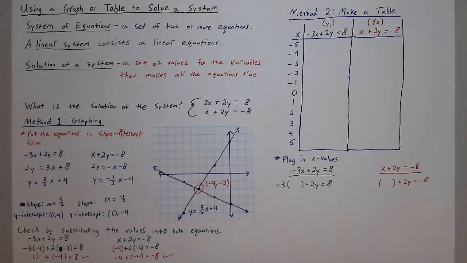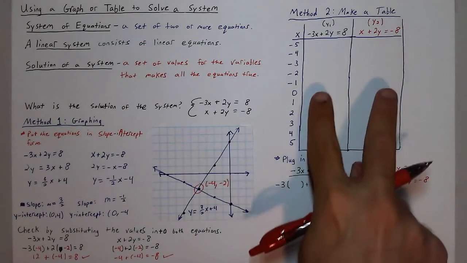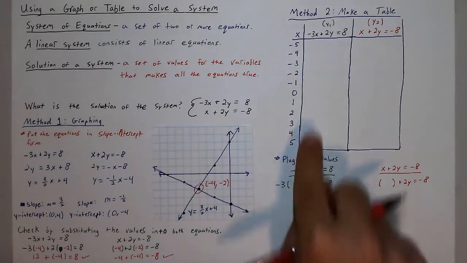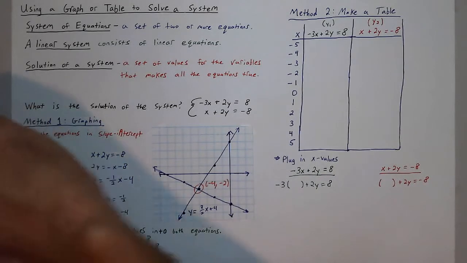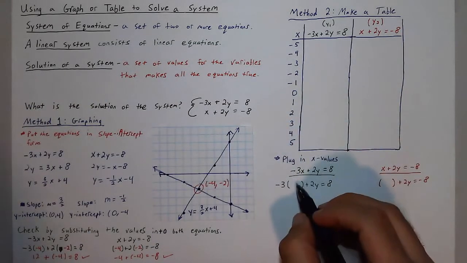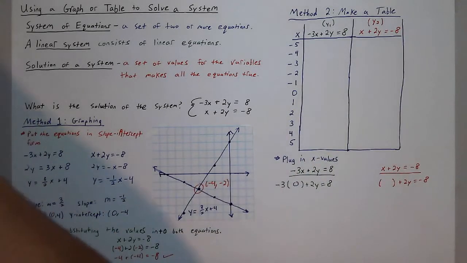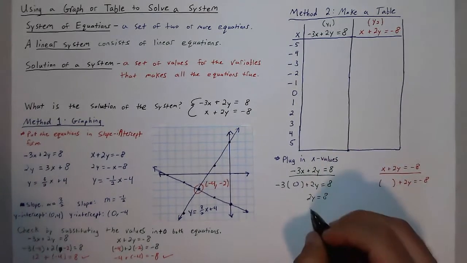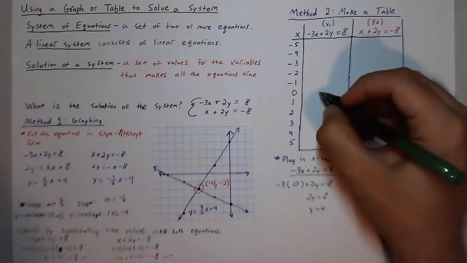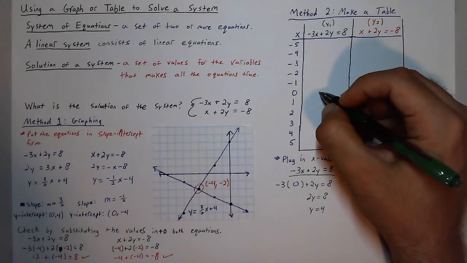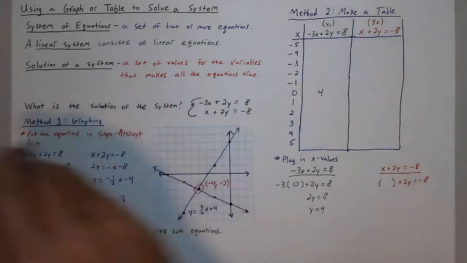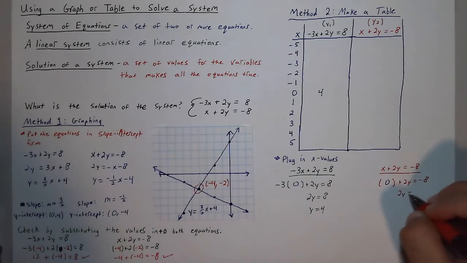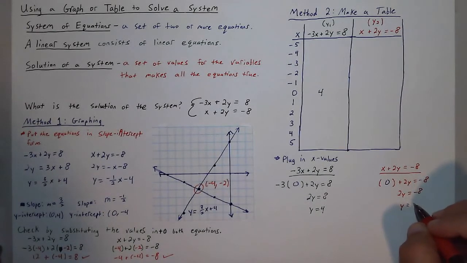Now, another method we can use is using a table, meaning we'll plug in values and we'll see at which x value do the y values meet. So if I were to take 0 for x and plug it into one of the equations, when I go to solve that equation, I'll get 2y is equal to 8. Give me y is equal to 4. So at 0, the green equation, negative 3x plus 2y equals 8, is equal to 4. And if I plug 0 in for x into the other equation, I get 2y equals negative 8. Divide by 2, y equals negative 4.